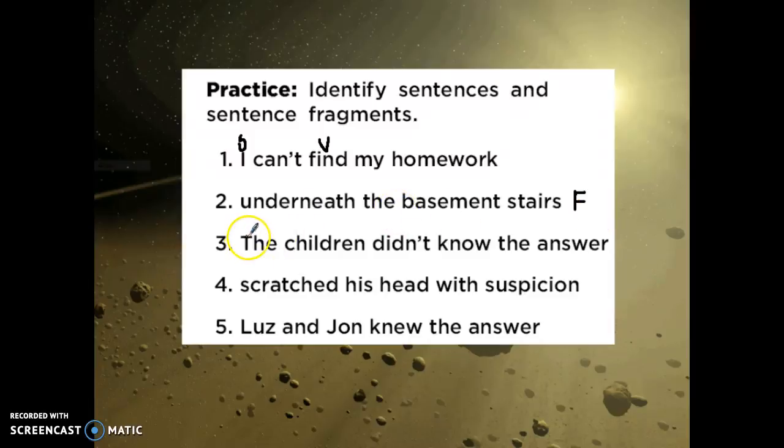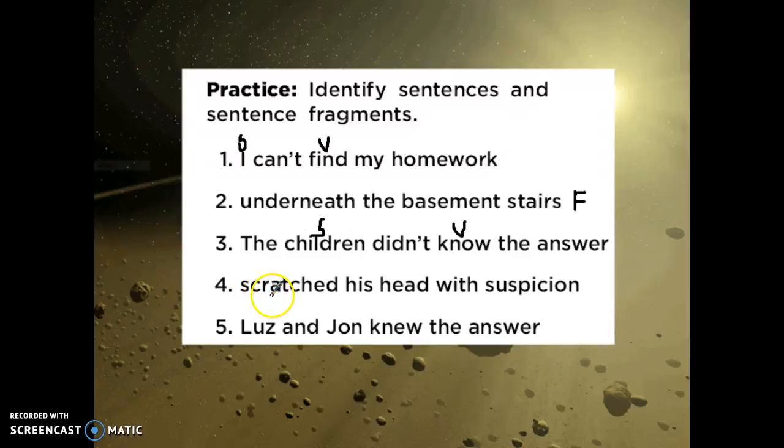Number 3, the children don't know the answer. Okay, ask, is there a verb, mind or body? Aha, this is a mind verb or predicate. Now, who or what didn't know? The children didn't know. This is a complete sentence.